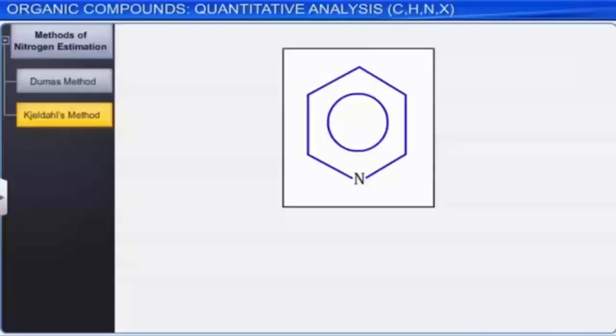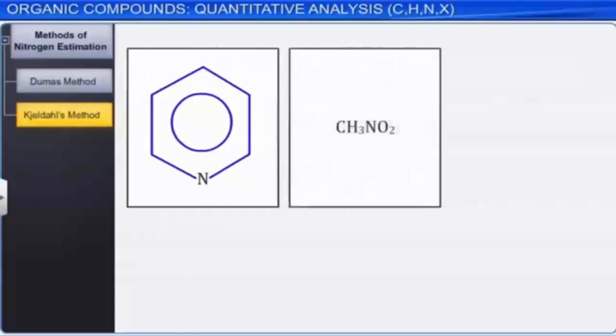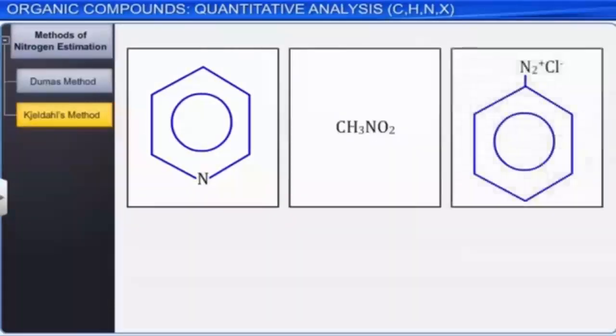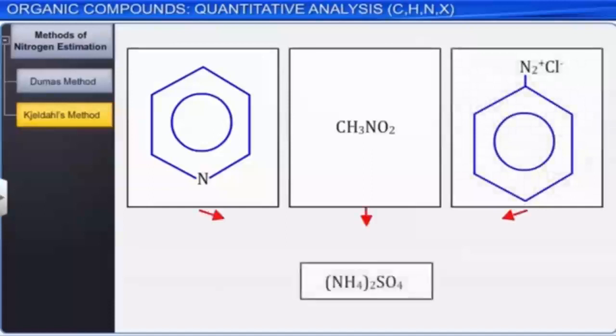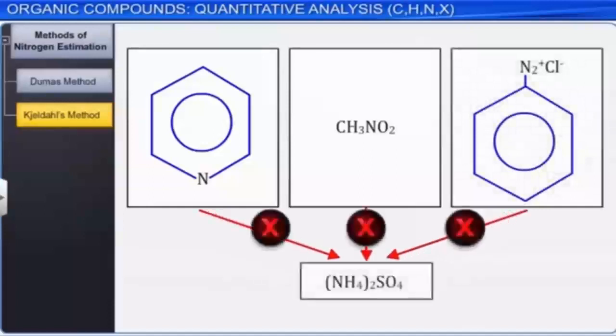It is important to note that Kjeldahl's method is not applicable when nitrogen is present in the ring, as well as in nitro and azo compounds. This is because the nitrogen of these compounds does not change to ammonium sulfate under these conditions.